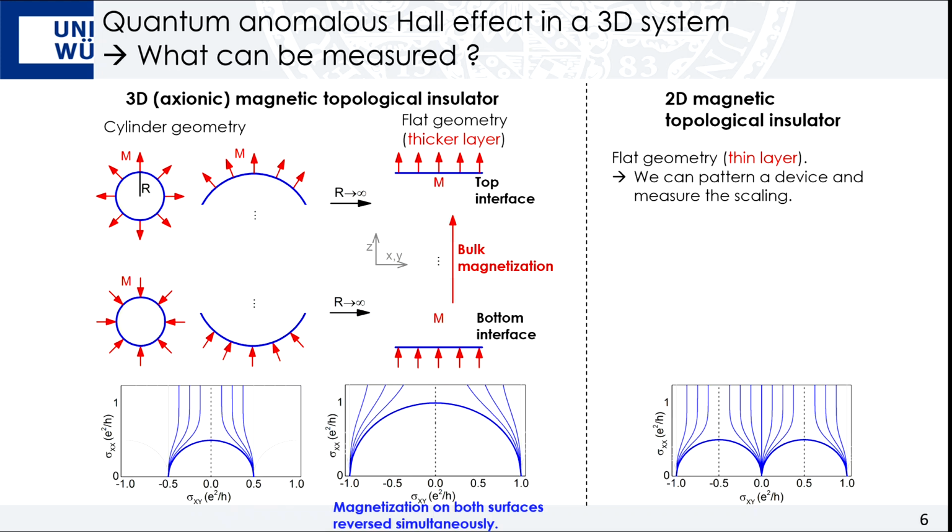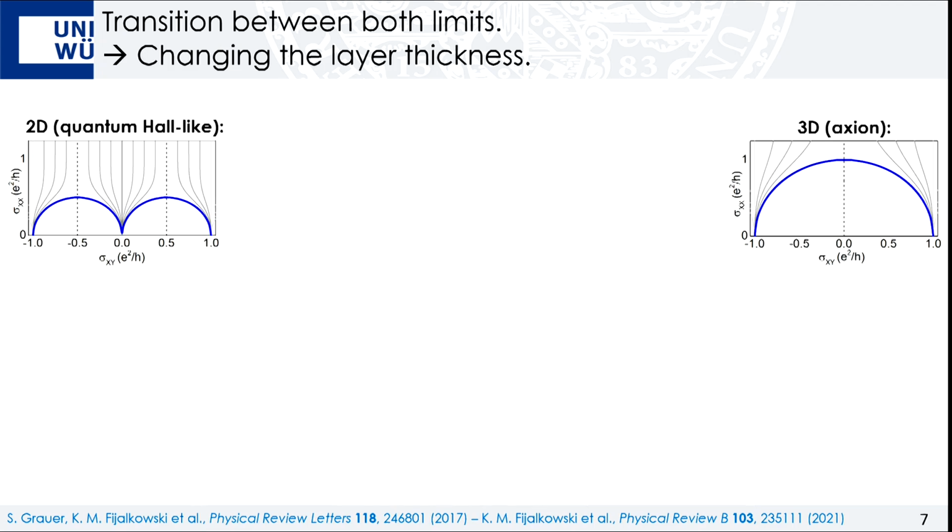Yeah, so now we have a real experimental observable. For a 2D case, when we create a transition from 1 to -1, we should see these 2 semicircles. For a 3D case, for thicker films, we should see something which looks different, which goes directly. Okay, so now we can grow a series of layers with varying thickness and cool these samples to low enough temperature and measure the scaling.